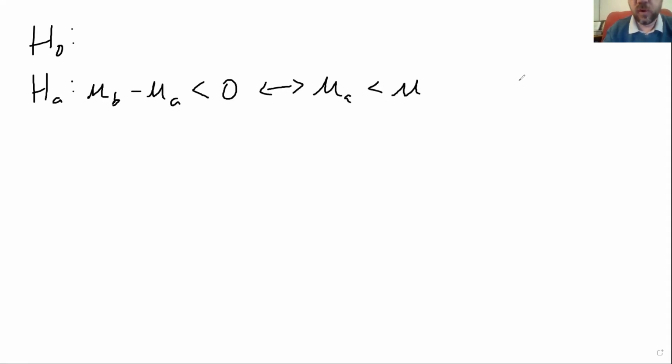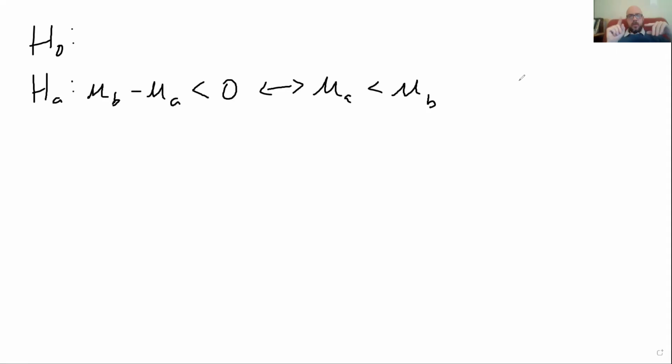Okay, so my alternative hypothesis is that the difference of the weights is negative, right? That after is less than before, right? So that my mu before minus mu after is negative, or another way to say that is that mu after is less than mu before.